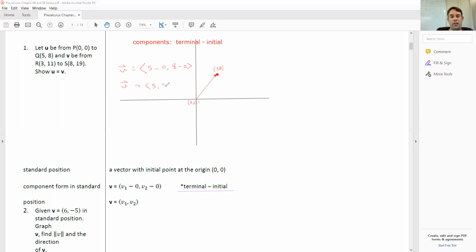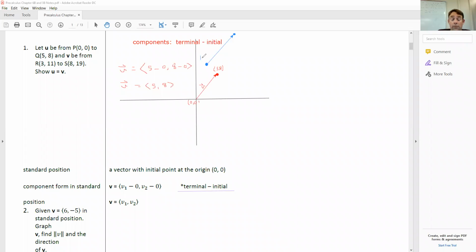Now v is the same direction and magnitude. If they're equivalent vectors, that means it's going to have the same component form. So why don't you guys go ahead and take a second and see if you can graph the component form for v. All right, so let me see if I can try this here. I'm going to start at (3, 11), and that'd be somewhere over here. And I'm going to end up at (8, 19). So here's my ending point. Here's my beginning point.